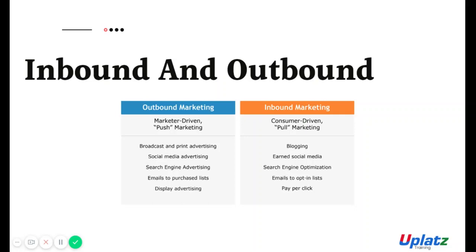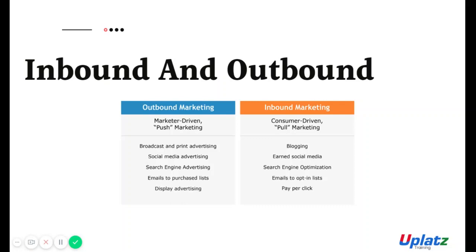And inbound, in the sense, things happen to you. If you are a service or business, people come to you through some inquiry, through your digital presence. So it is consumer driven, and it's pull marketing. What are the examples of inbound marketing? Blogging, social media, search engine optimization, emails to opt-in list, pay per click. Now please look at the difference. Outbound marketing or push marketing is marketer driven. Inbound marketing is consumer driven, which is pull marketing.